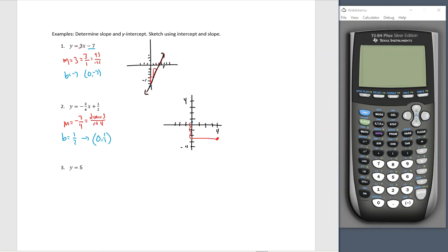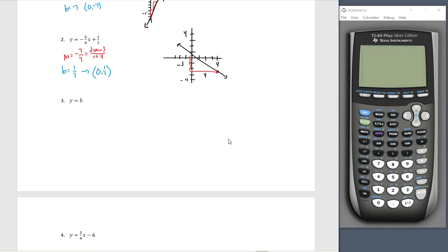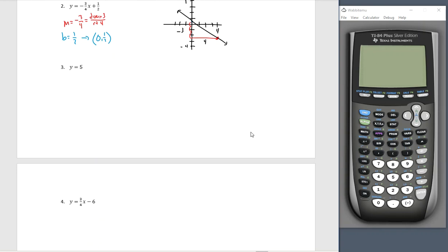Once we have our y-intercept and we use our slope to find a second point, it only takes 2 points to draw a line. And there we have our line, -3 over 4. Fantastic. Let's do one more. Oh, we're going to do a couple more of this type.